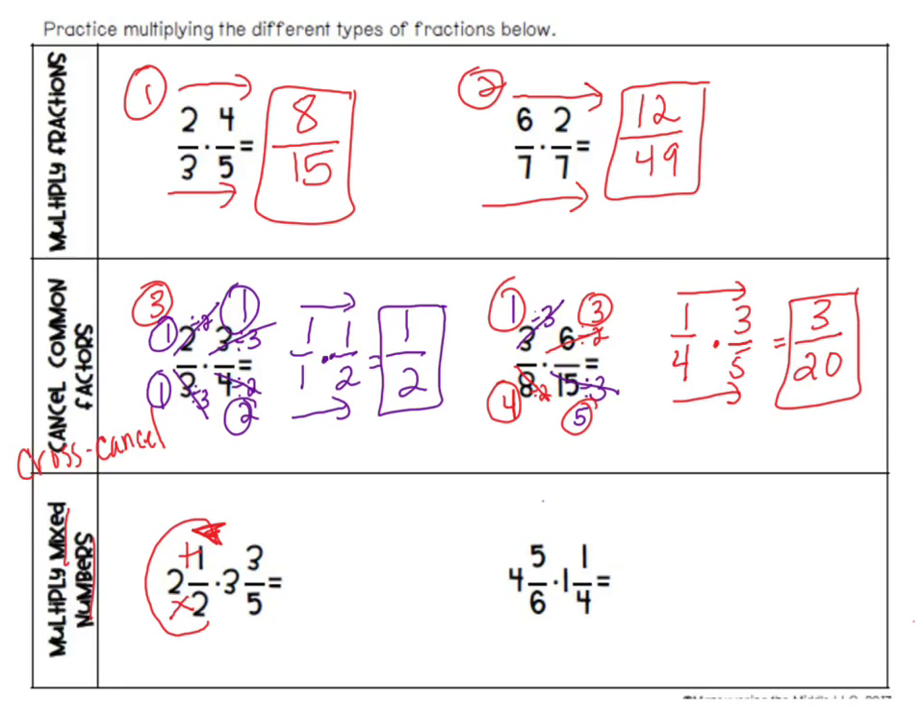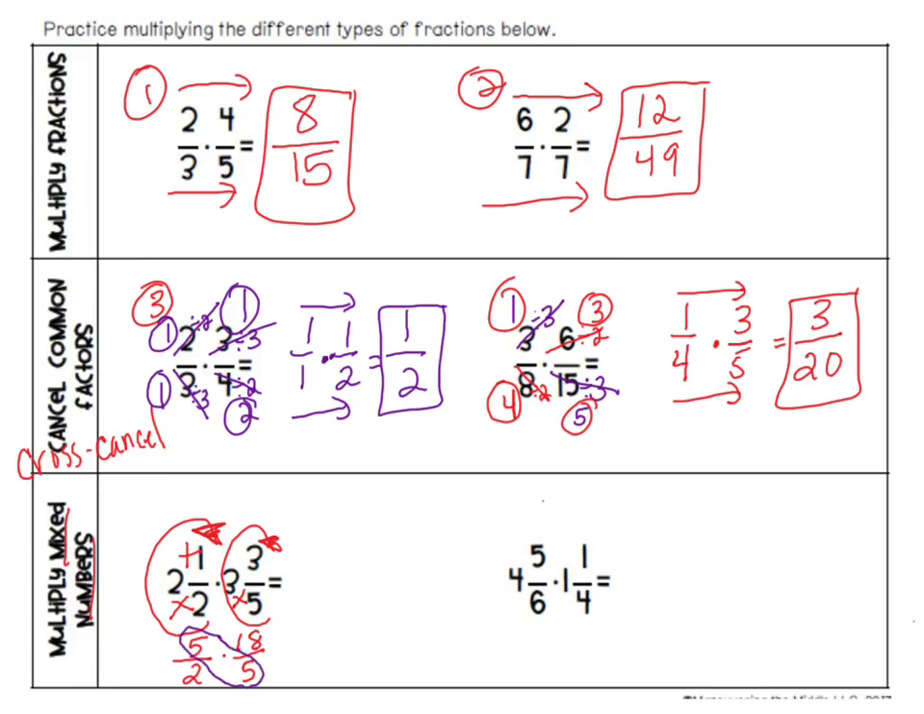2 times 2 is 4 plus 1 is 5. So this becomes 5 over 2. I'm going to do the same thing with this one. 5 times 3 is 15 plus 3 is 18. So this gives me 18 over 5. So now I have two fractions. They're improper fractions, which is fine. But I'm going to check for that cross-canceling just like I did before. So let's look diagonally here.